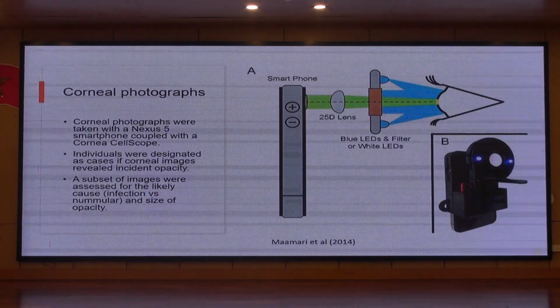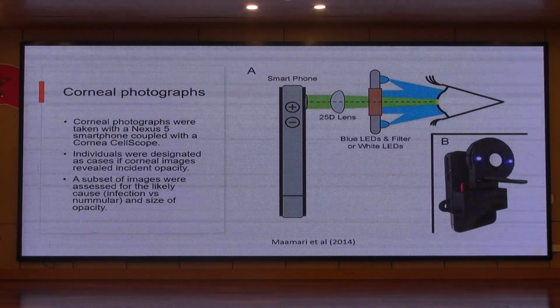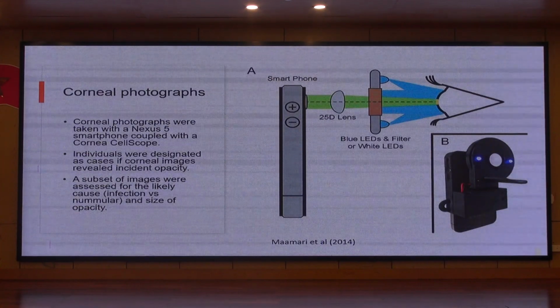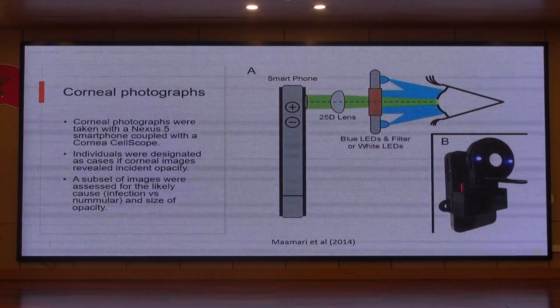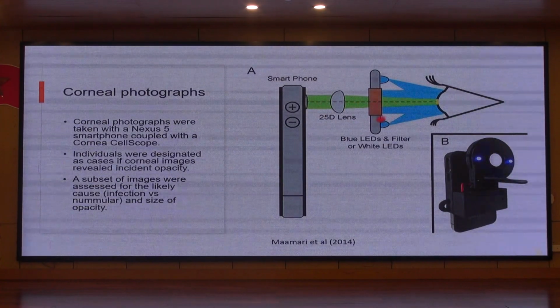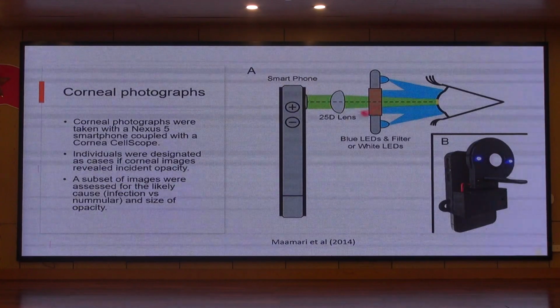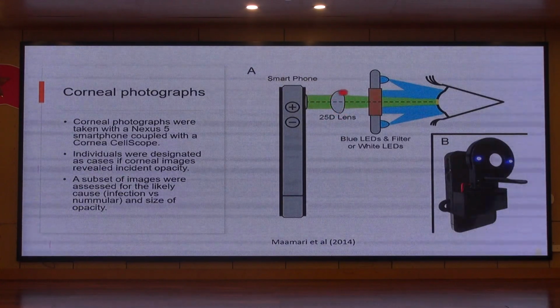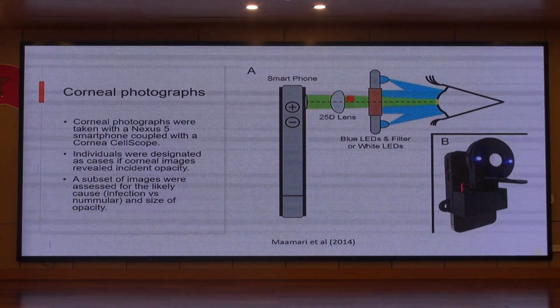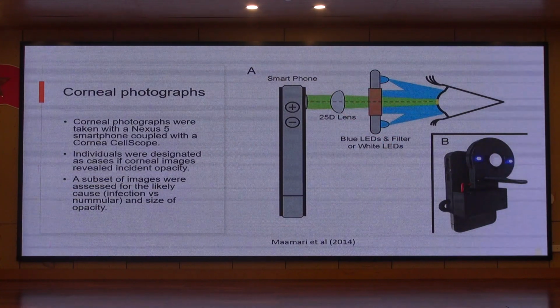A little bit about the device that we used to image participants' corneas. Corneal photographs were taken with a Nexus 5 smartphone coupled with a corneal cellscope. The corneal cellscope is a smartphone attachment that consists of a 25 diopter lens that allows magnification and two light sources that allow illumination.